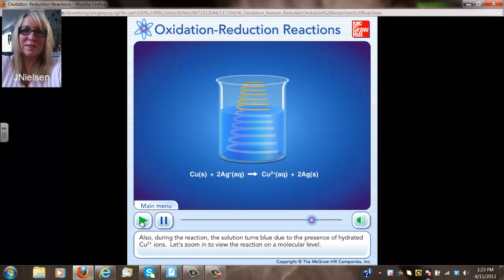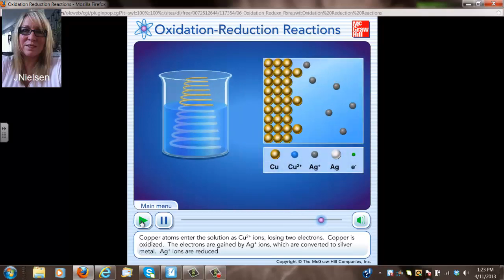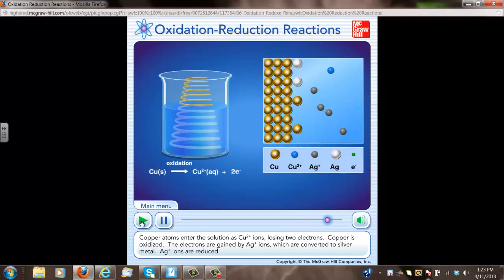Let's zoom in to view the reaction on a molecular level. Copper atoms enter the solution as copper-2+ ions, losing 2 electrons. Copper is oxidized. The electrons are gained by silver+ ions, which are converted to silver metal. Silver+ ions are reduced.